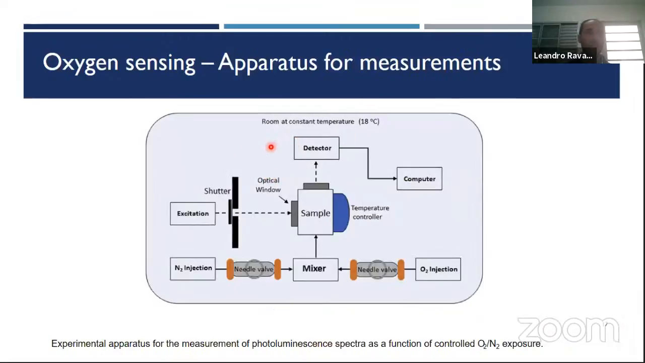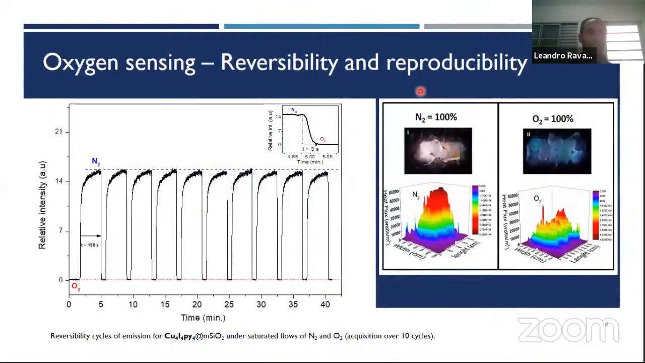Here is the scheme of the apparatus used to measure the emission as a function of oxygen concentration. After mixing, the gases arrive at the excited sample, where the signal is collected by the detector here. And here, it's possible to notice the reversibility and the reproducibility of the emission in the presence of oxygen and nitrogen after a few cycles. On the right side, you can see the picture of the sample under emission after being exposed to nitrogen and oxygen.